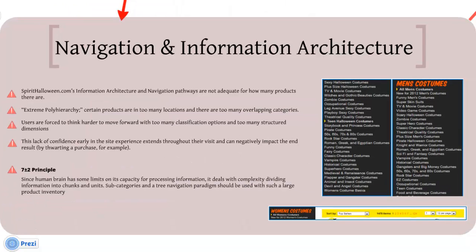So to start with navigation and information architecture, the first of our usability flaws. This is the main problem on the website. There is such a breadth and depth of product. The problem is the navigation paradigm and sitemap of this website is about 15 years behind current trends and is extremely simplistic for how much product there is. There is an extreme poly-hierarchy where a lot of the costume categories easily overlap, so users get flustered and don't know which exact category to go to if they have a costume in mind.